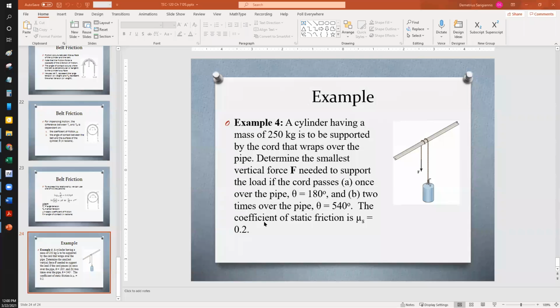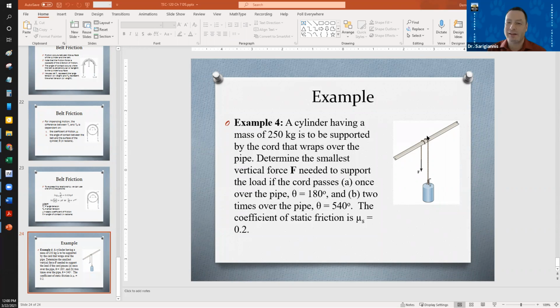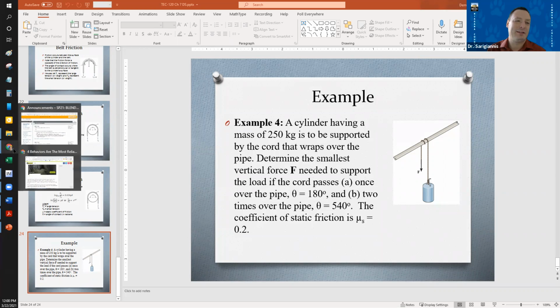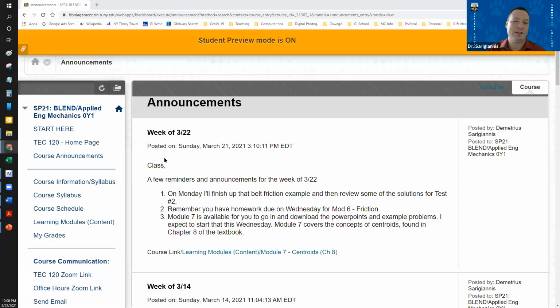All right, so what I want to do here is finish up this example we were on, and then that's going to close up chapter 7, or what is this, module 6, I believe, on friction. And then you should be able to have done most of your homework already, assuming you're reading as we're covering the material.